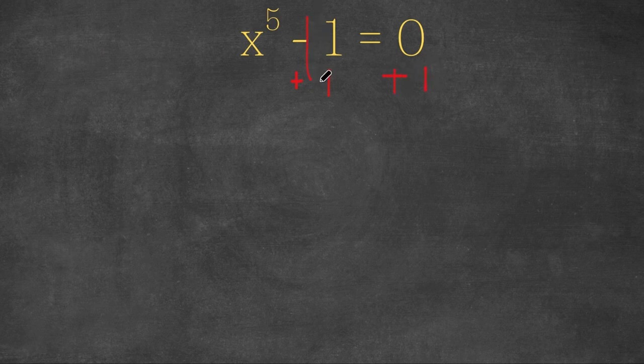So these two would cancel out because negative 1 plus 1 is 0, so this would leave us with x to the power of 5 equals 0 plus 1 is 1. So now that we have this, well, we want to get rid of this exponent here. We just want to get x by itself because that's our goal, finding the value of x, right? So to get rid of this exponent, we got to do the opposite of it, which is finding the root of it.